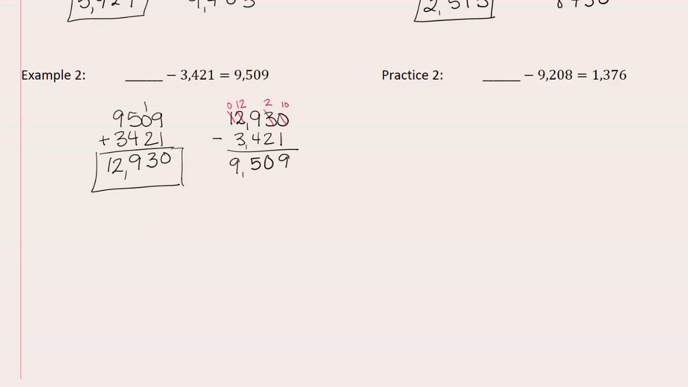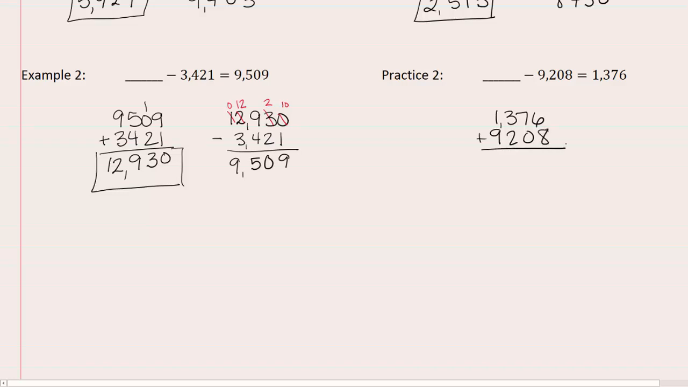Again, please pause the video and try practice number 2 on your own. Okay, let's see how you did. So again, I had something subtracted to give me a total, so if I take my total and add back the subtracted part, it should give me what I started with. So 6 plus 8 is 14, 1 plus 7 is 8, 3 plus 2 is 5, 9 plus 1 is 10. So 10,584 was your answer.